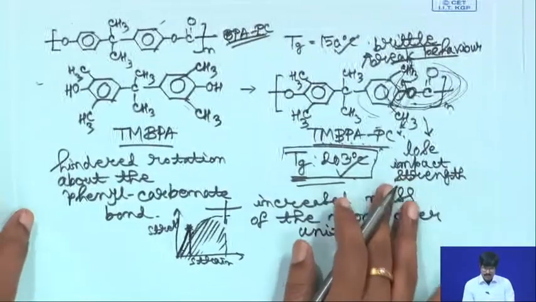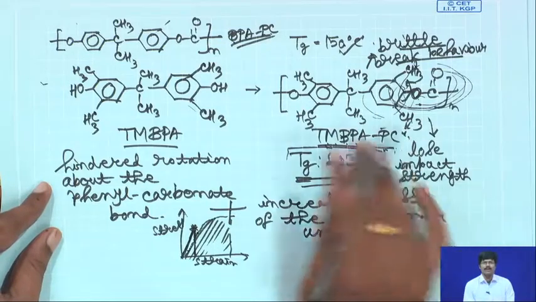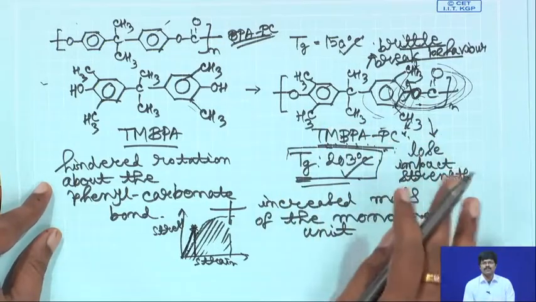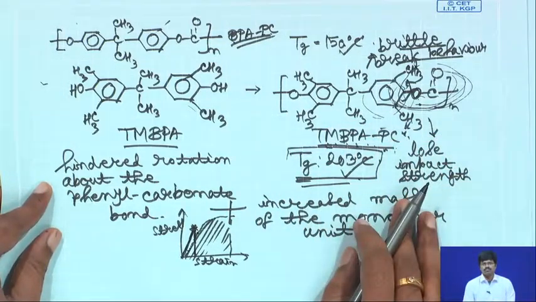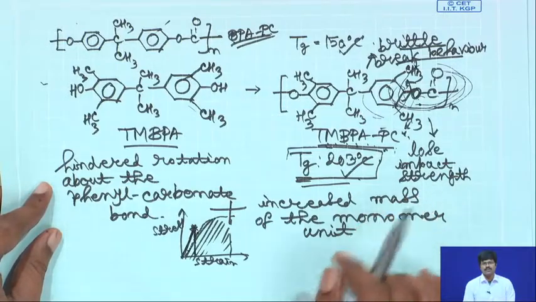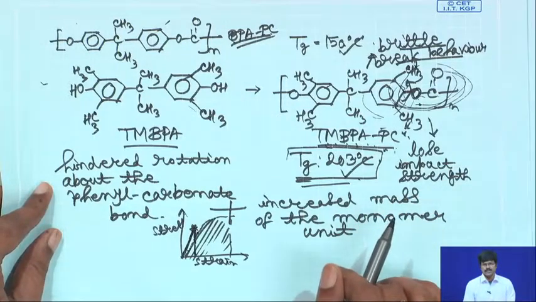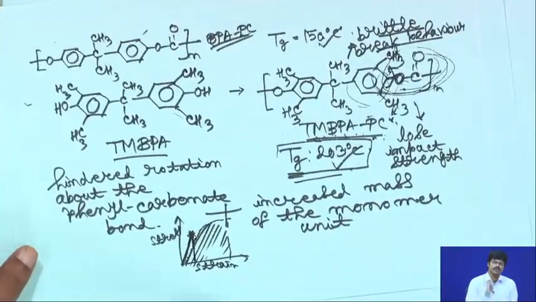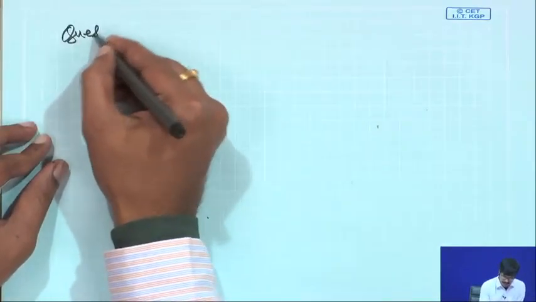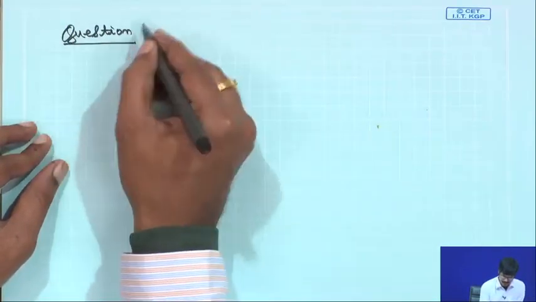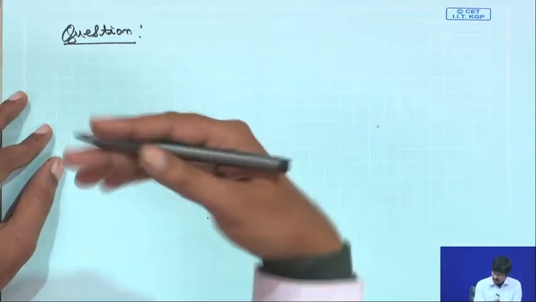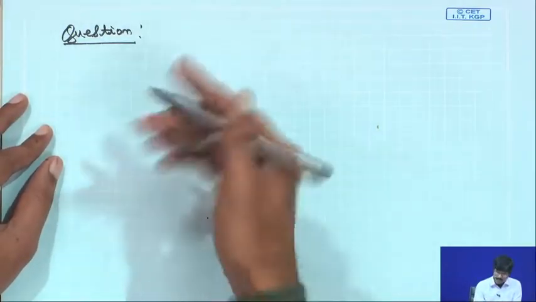So, the large commercial success of this tetramethyl bisphenol A polycarbonate is not possible, because it loses impact strength tremendously. So, it has a significant effect on its usage, utility, and importance from an industrial perspective. So, let me frame this question here: how do we explain this significant reduction in impact strength?